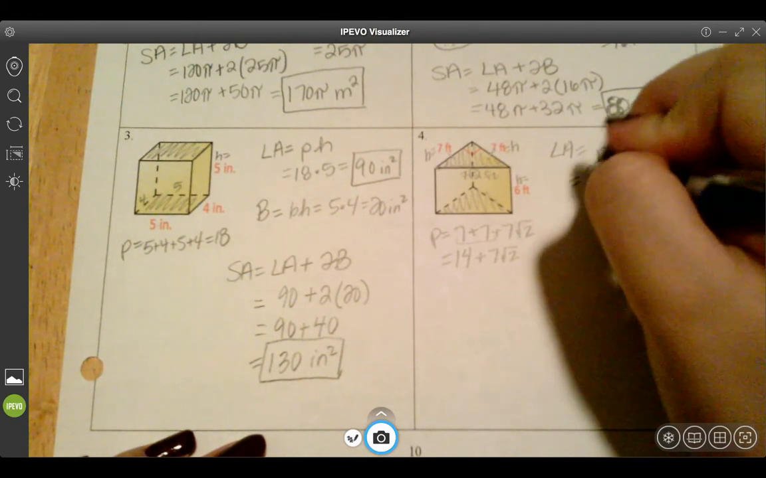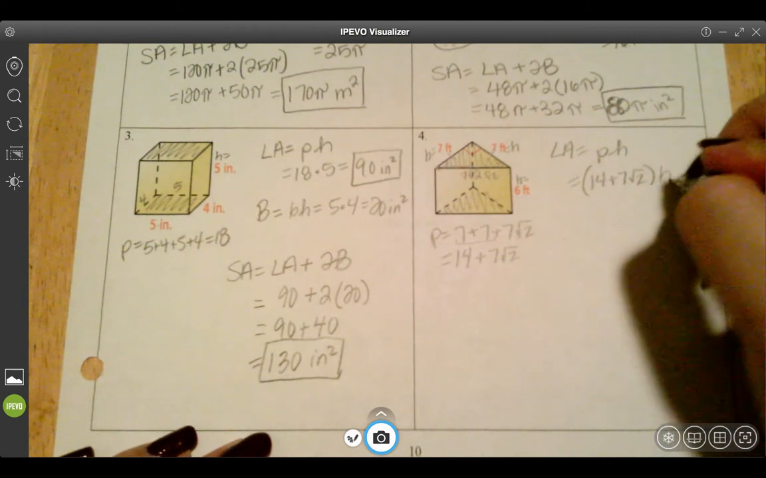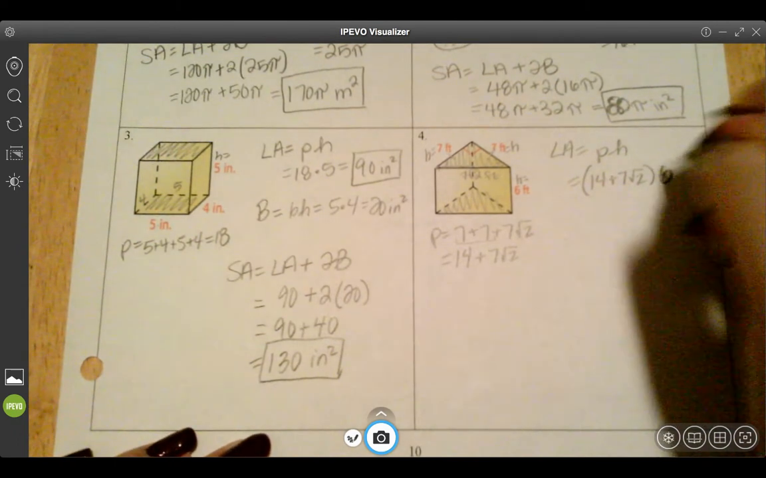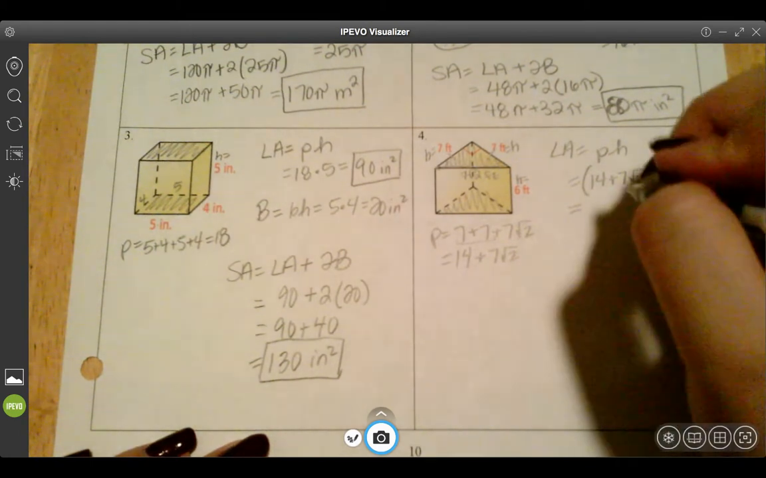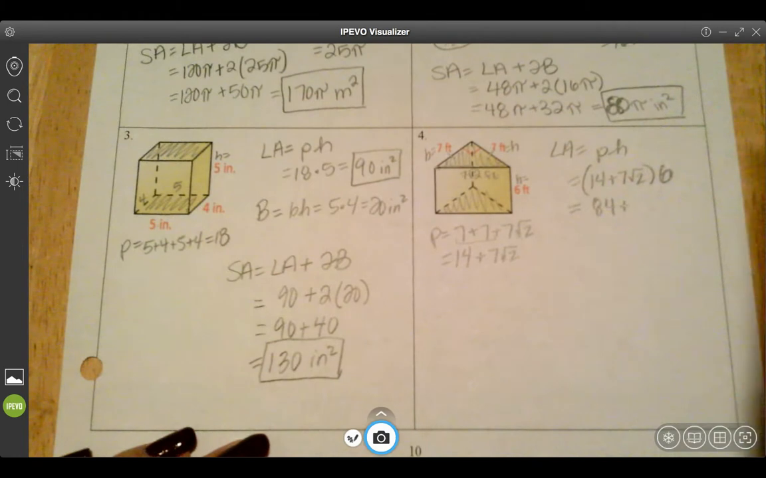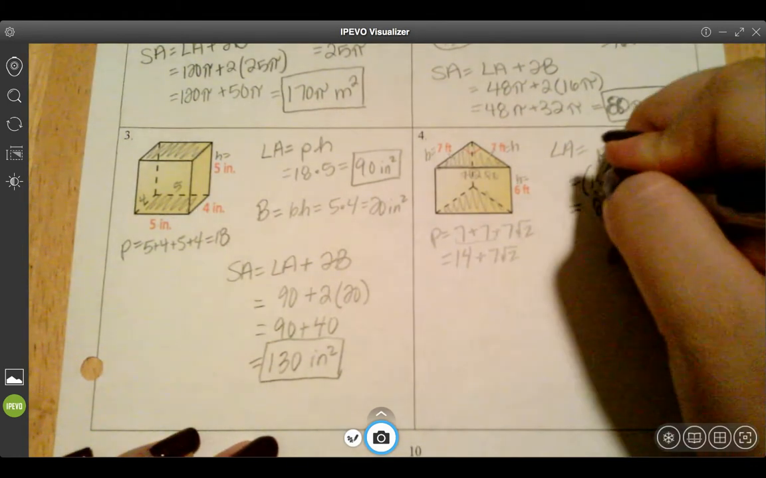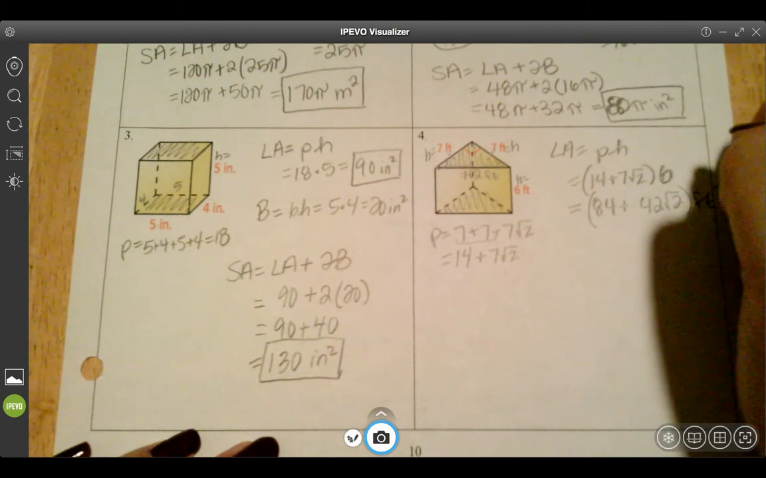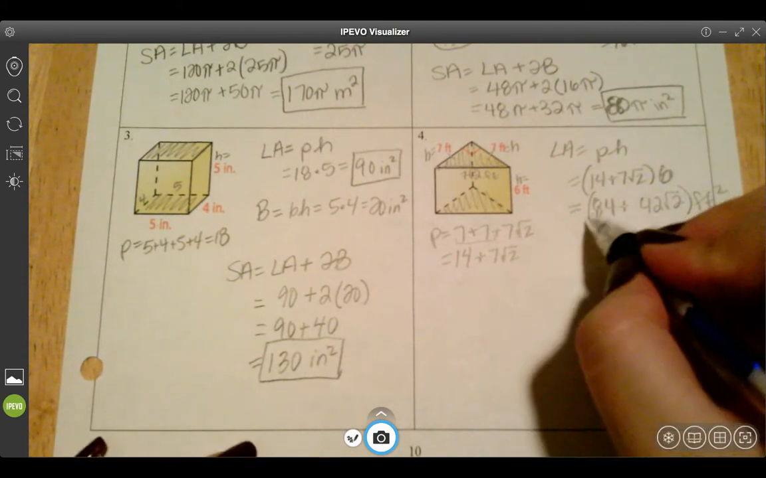So our lateral area, perimeter times height. Perimeter is 14 plus 7 times the square root of 2, in parentheses, because we're going to multiply that whole thing by our height of 6. 14 times 6 is 84. 7 times 6 is 42 root 2. That whole thing is in feet squared, square feet. We're going to leave that answer exact.